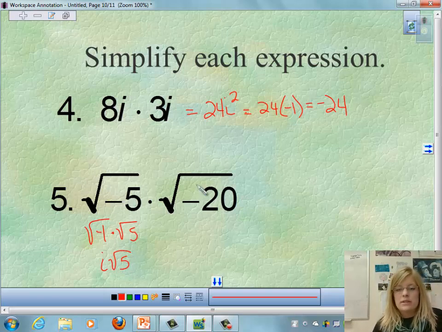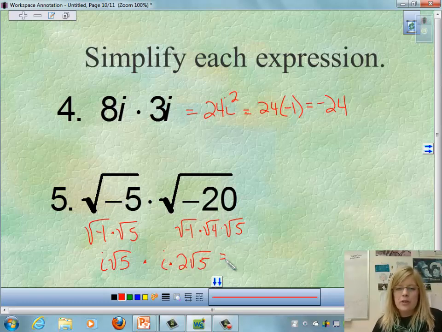Same thing for radical negative 20, break it down. So I got a negative 1 times a radical 4 times a radical 5, because that's the perfect square that goes into 20. Well, radical negative 1 becomes i. A radical 4 becomes just a 2, and radical 5, that doesn't break down.